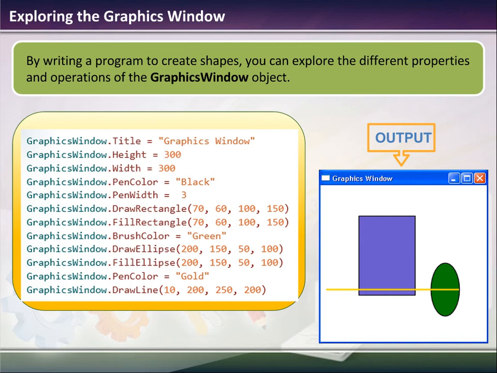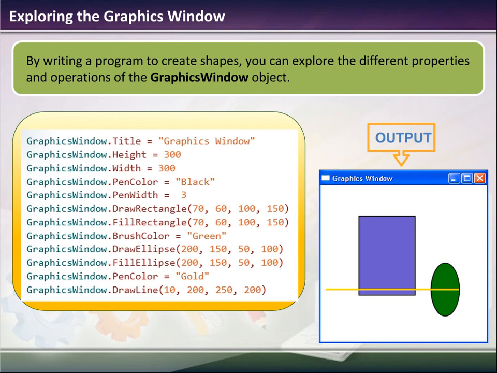So notice that the pen color that outlines the objects are black. Notice that the rectangle has been filled, but it was filled with a blue color. We didn't really talk about that. It wasn't defined earlier, so that must be the default color. But then notice that when we went to fill the ellipse, we used the brush color of green, so the brush color must be by default like that bluish color.